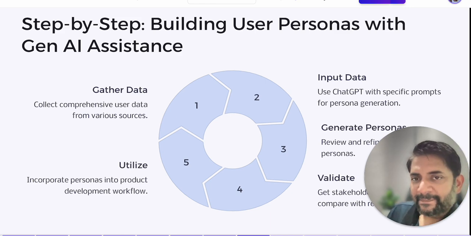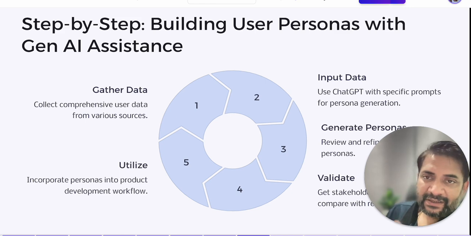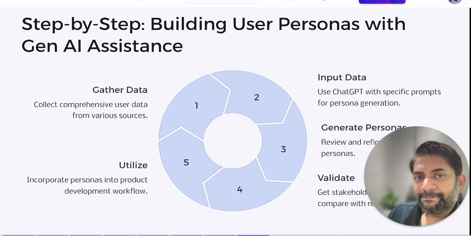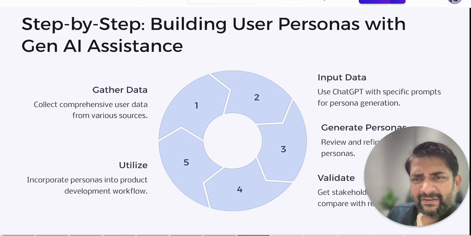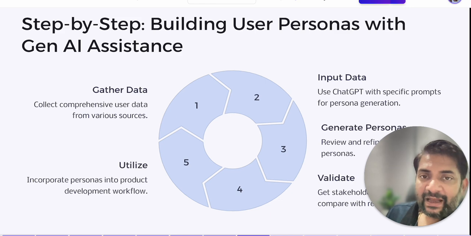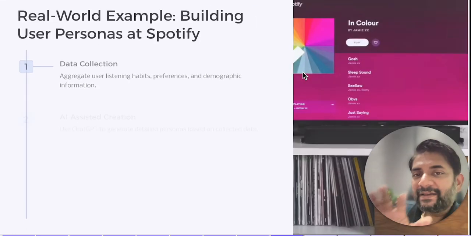For example, using ChatGPT, you input aggregated user data and prompt it to create detailed personas. One detailed persona might be Collaborative Carlos, a mid-level project manager who frequently collaborates with remote teams and values robust integration features. This persona helps your team prioritize features that enhance remote collaboration and integration capabilities. Right? Okay. Let's understand this by an example.